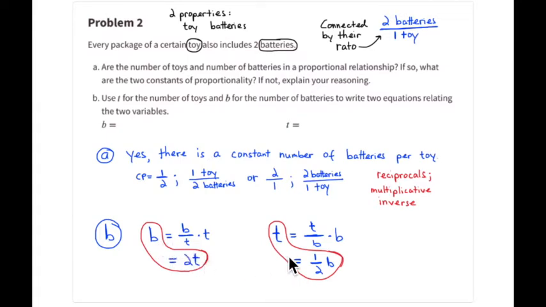On the other hand, if you're given the number of batteries, how many toys did you purchase? If you take all the batteries and you count them up, how many toys did you get? Now you have to have an even number of batteries. 2 batteries, 4, 6, 8, 10, 12. So let's say you have 12 batteries. That means you have 1/2 as many toys. So 1/2 of 12 would be 6 toys. So the number of toys is equal to 1/2 the number of batteries.